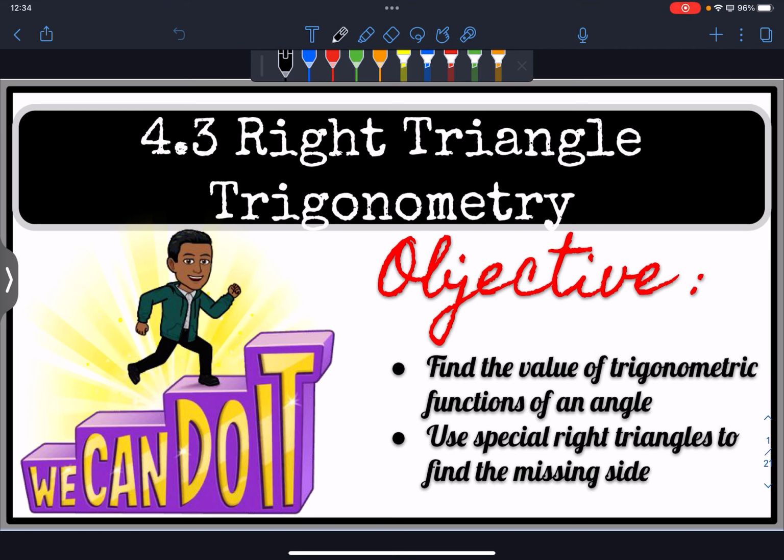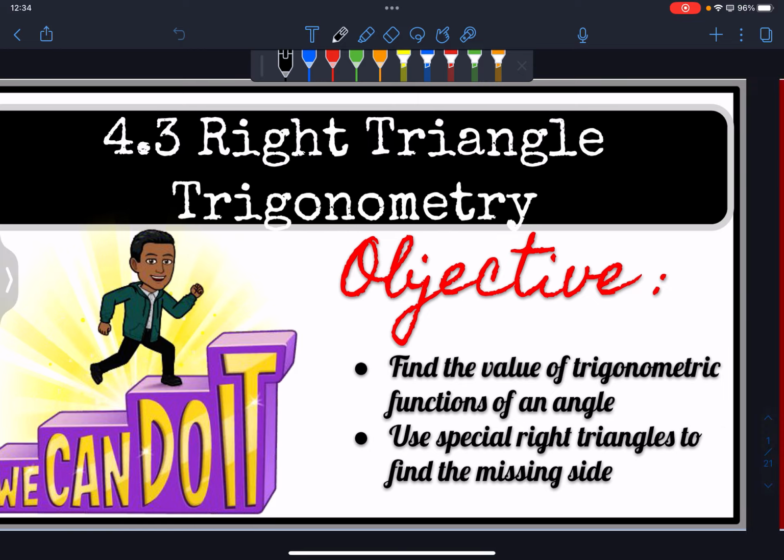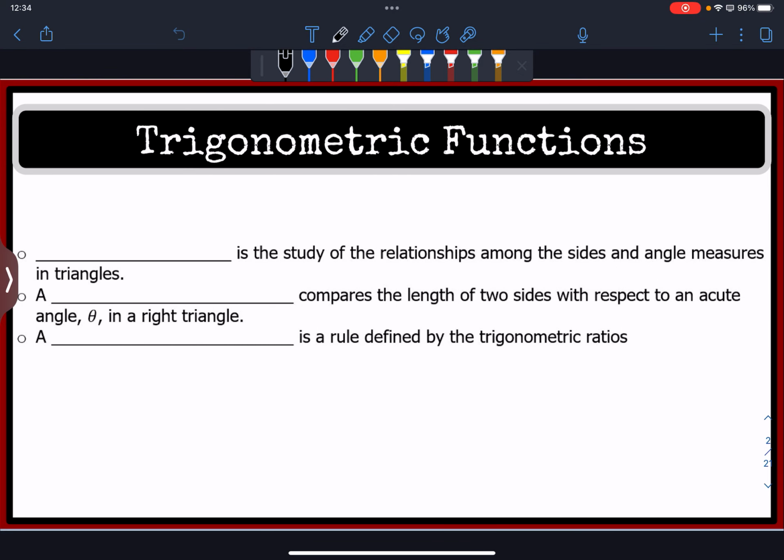Hello class. In lesson 4.3, right triangle trigonometry, you'll learn to find the value of trigonometric functions of any angle, and use special right triangles to find the missing side on right triangles. So let's begin first with trigonometry. Trigonometry is the study of relationships among the sides and angle measures of a triangle.